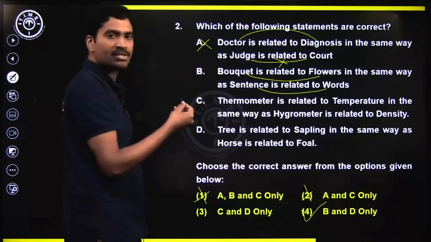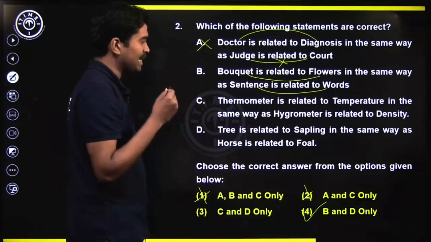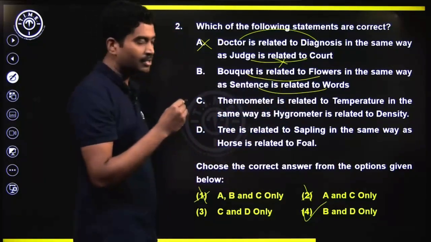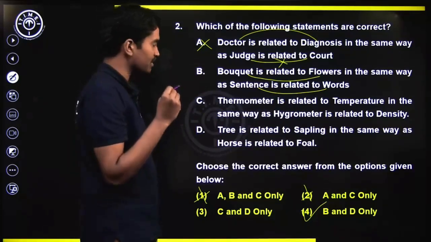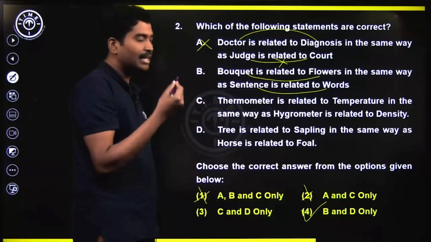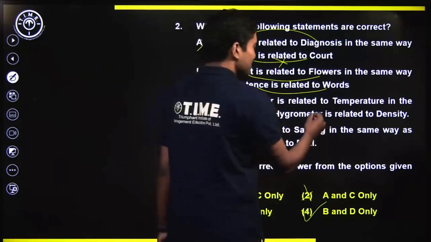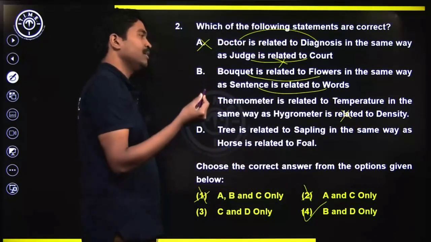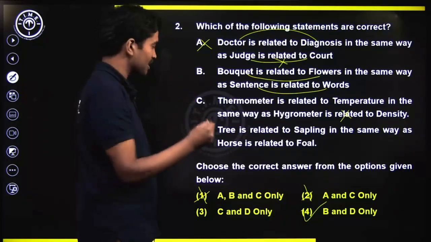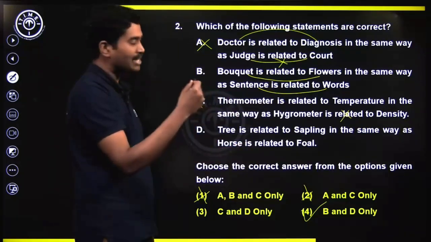But here, just out of curiosity for the purpose of learning, let's look at statement C. Thermometer is related to temperature in the same way as hygrometer is related to density. Thermometer is an instrument used to measure temperature, while hygrometer, hygro, that's the keyword water, is used to measure humidity, right? Not density. So this relationship is not right. So C is wrong, but that we sort of already knew. In the exam we already marked this and moved on a minute ago.